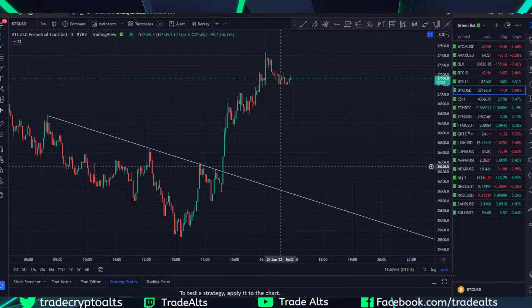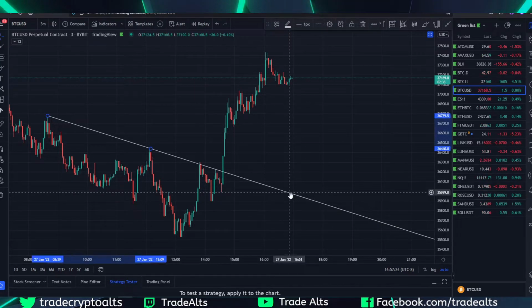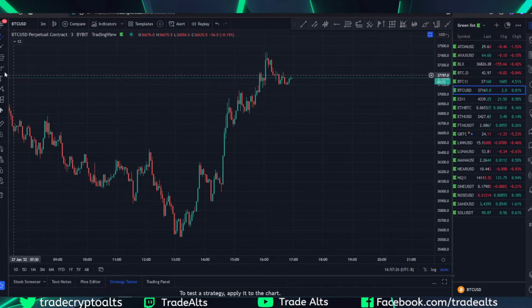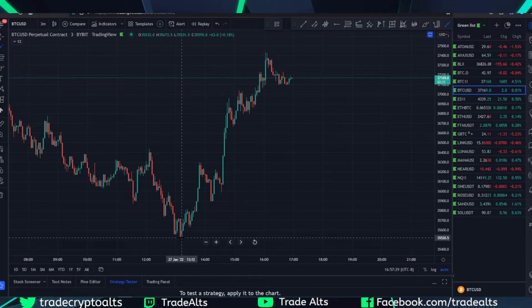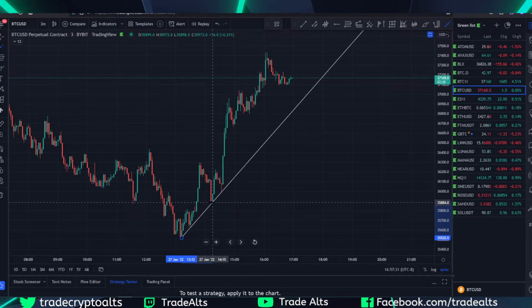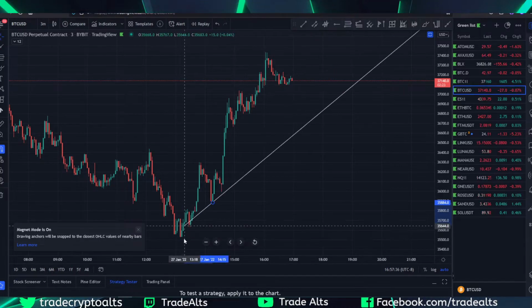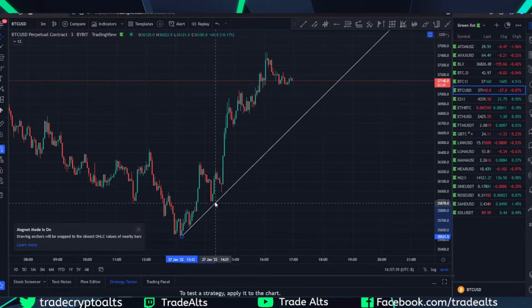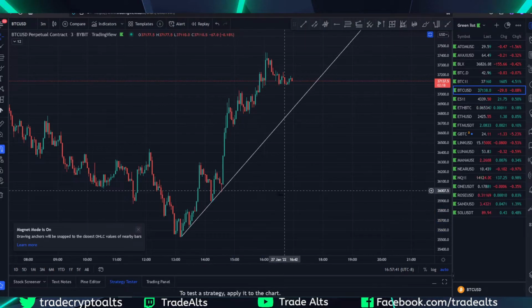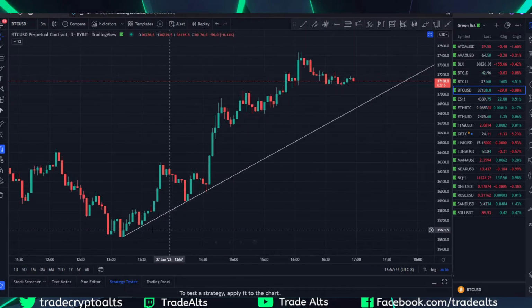So if you have something that has been very well respected, it might be a good idea to keep that on. But anyway, we broke, clear, clean move to the upside, starting a new trend. Obviously, this is done, so I'm going to go ahead and delete this. But now we have this trend line, which I should use my magnet tool for, just so it gets a bit more precise. So there you go.